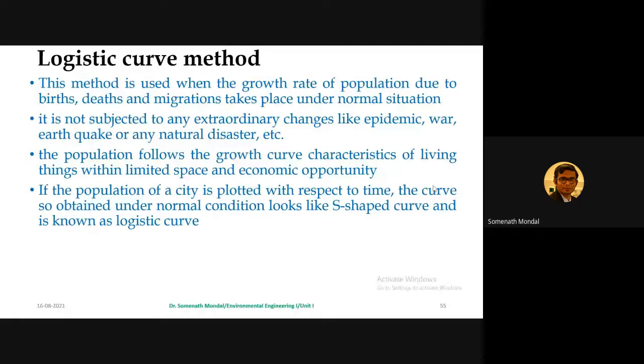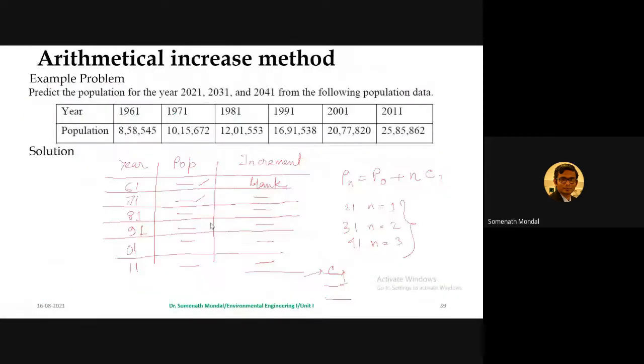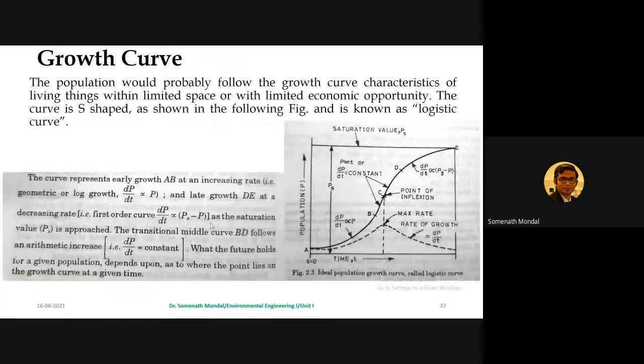Now, if the population of a city is plotted with respect to time, the curve so obtained under normal conditions looks like an S curve and is known as the logistic curve, which we actually showed a few classes back. Just let me show you again. So this is the graph I was talking about, and we have the point of inflection, where this C point is known as the point of inflection. So that is assumed to be the midpoint of that apparently straight portion, and then comes the top part DE, where the rate of growth is on the decreasing side.